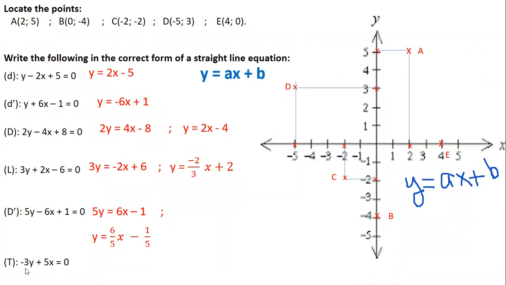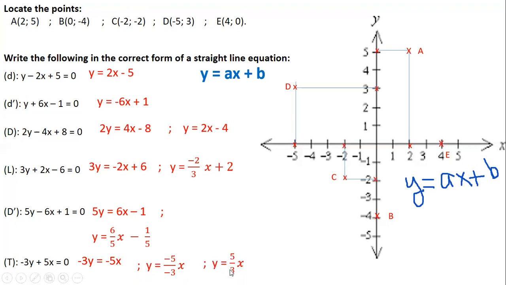Yeah, I'm here. Yes, we have minus 3y plus 5x is equal to 0. Manage this straight line, please. It becomes minus 3y equals minus 5x. So I divide all my equation by minus 3. It becomes y equals 5 over minus 3x, which then becomes y equals 5 over 3x.